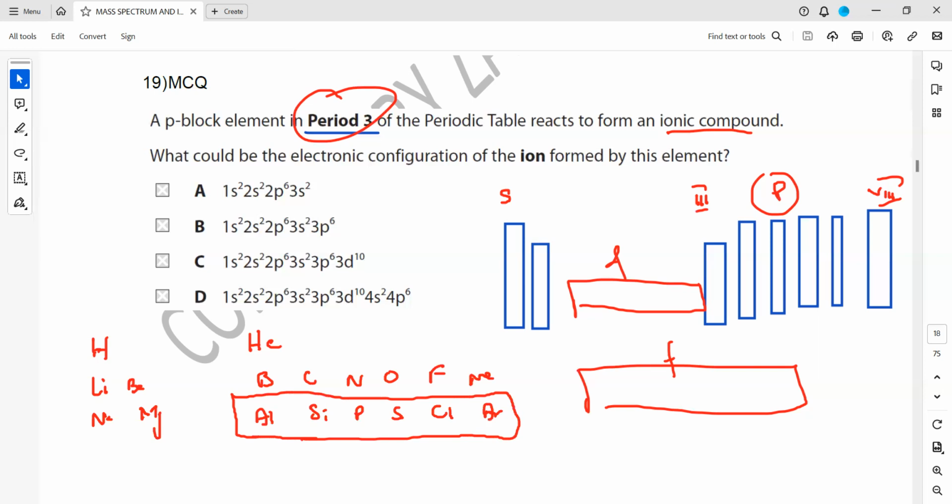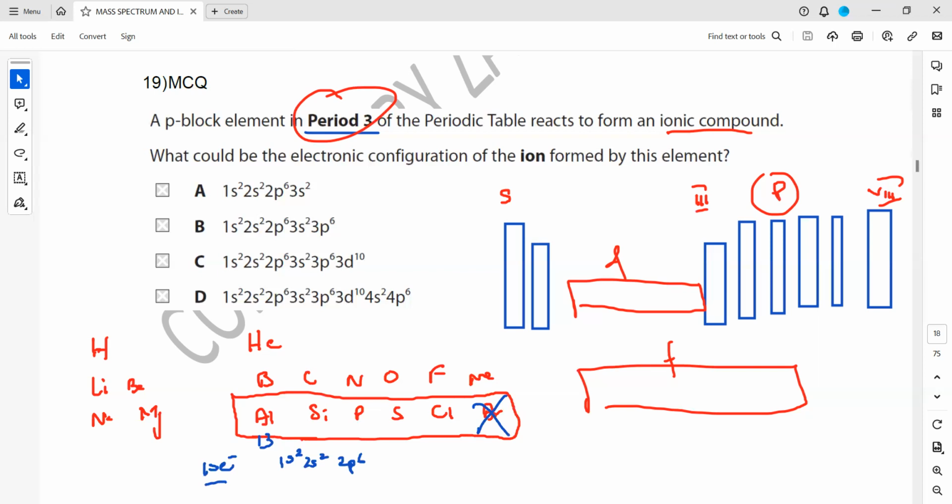It cannot be argon because argon does not react, so we are left with 5 choices: aluminium, silicon, phosphorus, sulfur, chlorine. How will aluminium react? When aluminium reacts, it will lose all its valence shell electrons, the last 3 electrons, so we are left with 10 aluminium electrons. What will be the configuration? It will be 1s2, 2s2, 2p6. That means there will be no third shell electrons. If a metal is reacting, it will lose all of its third shell electrons.